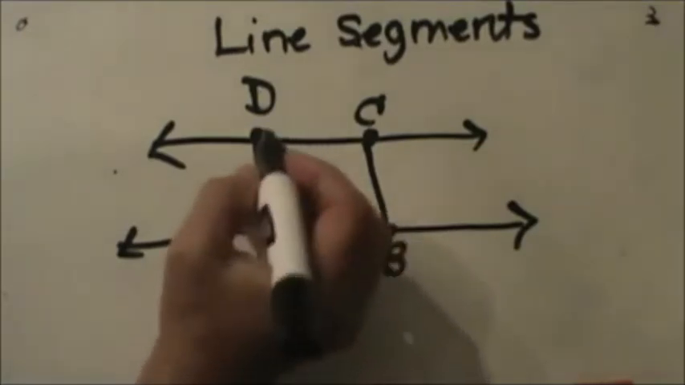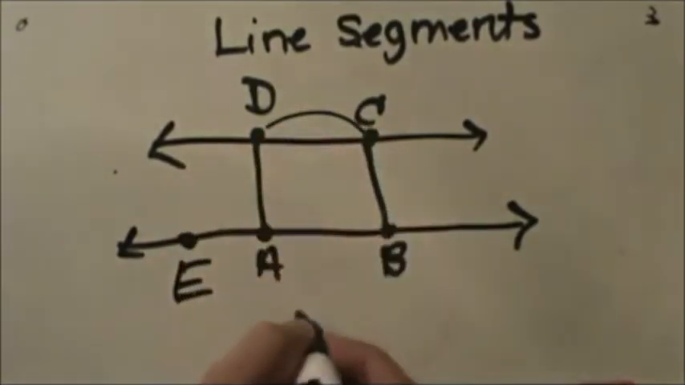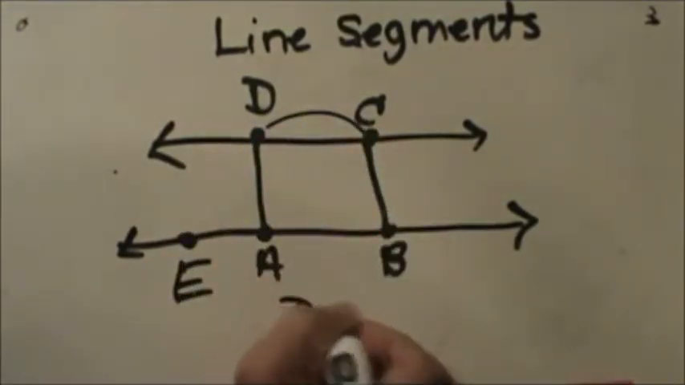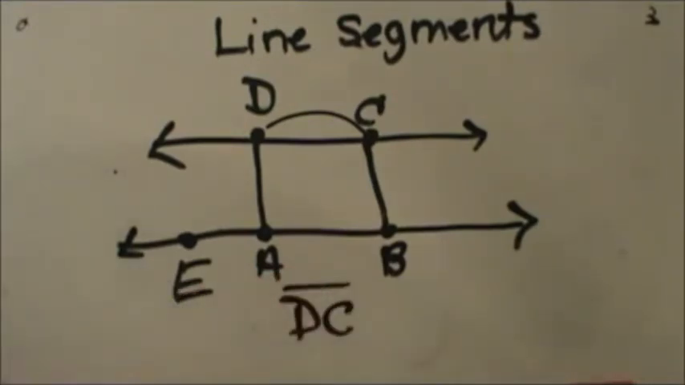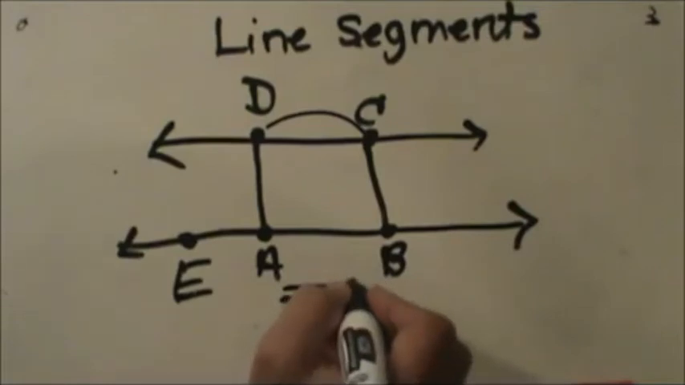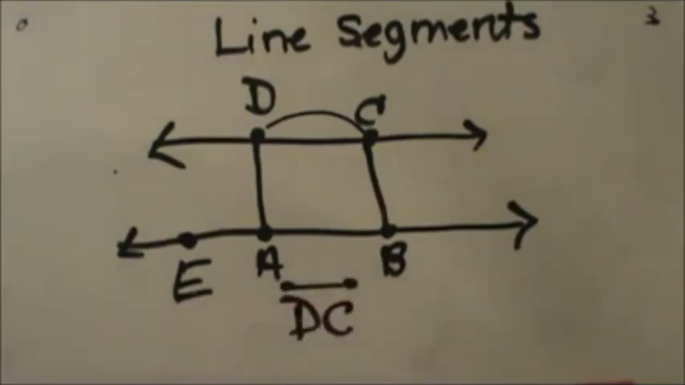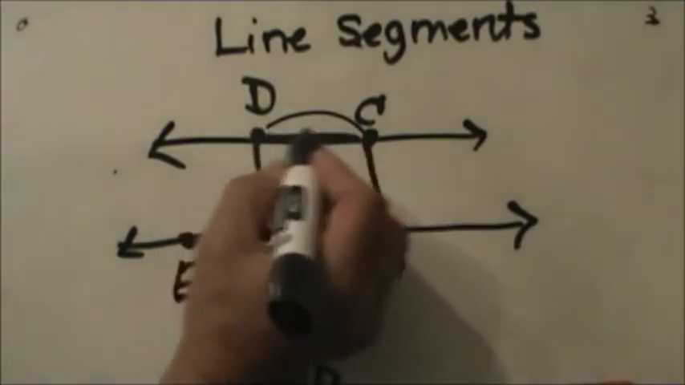Okay, to name this segment from D to C, one way would be to write D, C with a segment. And notice I didn't put arrows on that. You can even put little dots on the ends if you want to show that that is a segment and it does not continue. So you can name that DC or CD. Both of those represent the segment from here to here.